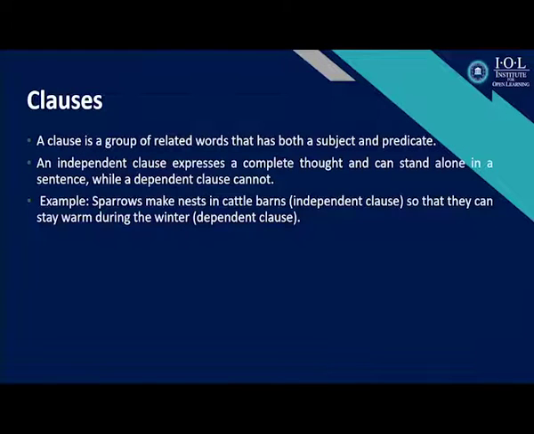We also have what we call a clause. A clause is a group of related words that has both a subject and a predicate. We have two types of clauses: an independent clause and a dependent clause. An independent clause expresses a complete idea and can stand alone in a sentence, while a dependent clause cannot. For instance, sparrows make nests in cattle barns so that they can stay warm during the winter. The first clause is an independent clause, while the second clause is an independent clause.